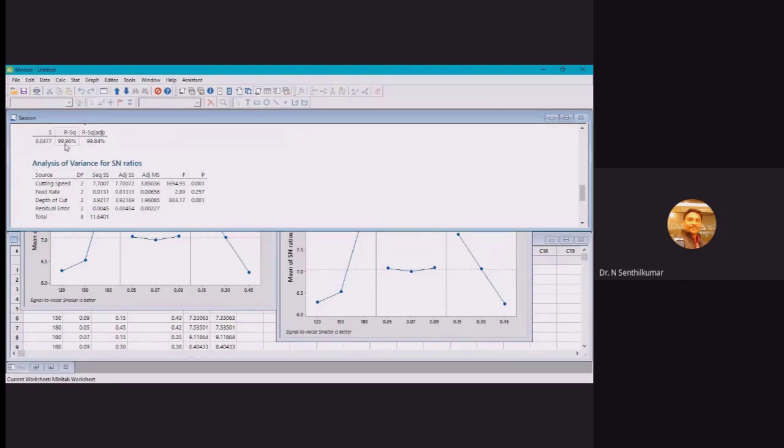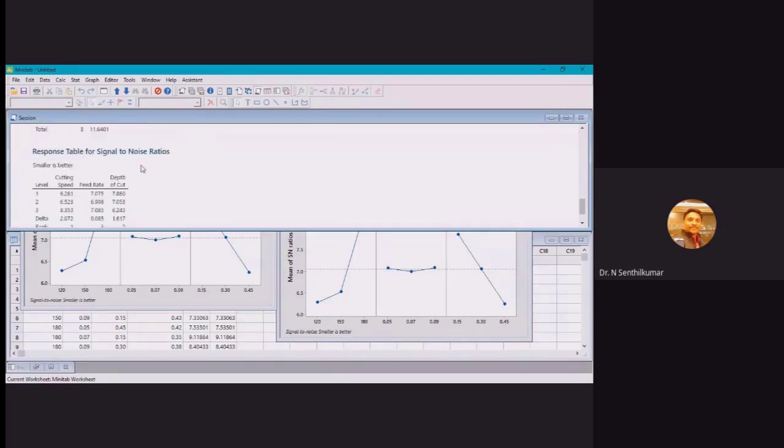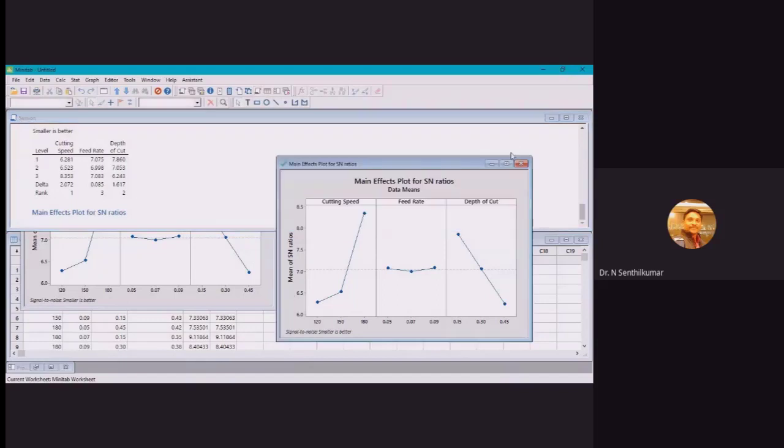What is the R square? 99.96, so a perfect model is fitted. Normally, the ANOVA we do using a 95% confidence interval, that is only 5% error is allowed. So alpha value is 0.05, right? Here the values are only 0.04. Okay. So that is the alpha value we have obtained.